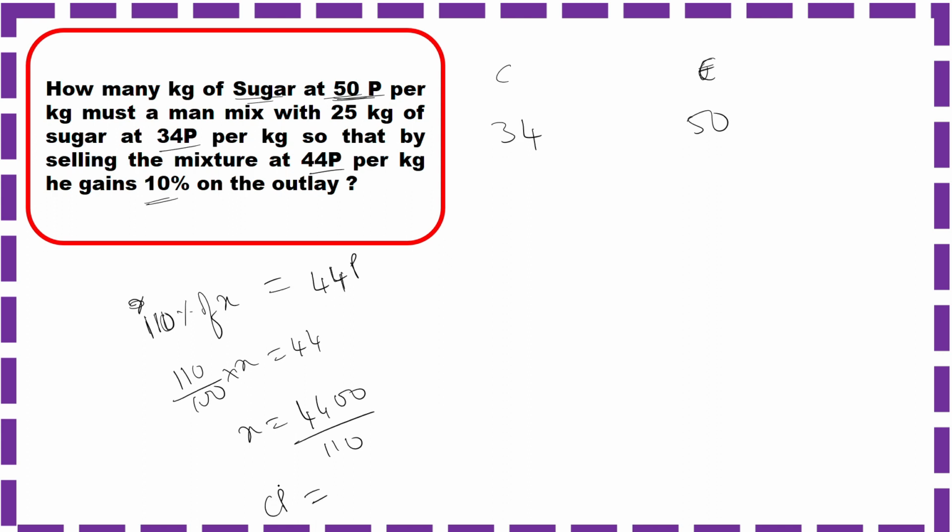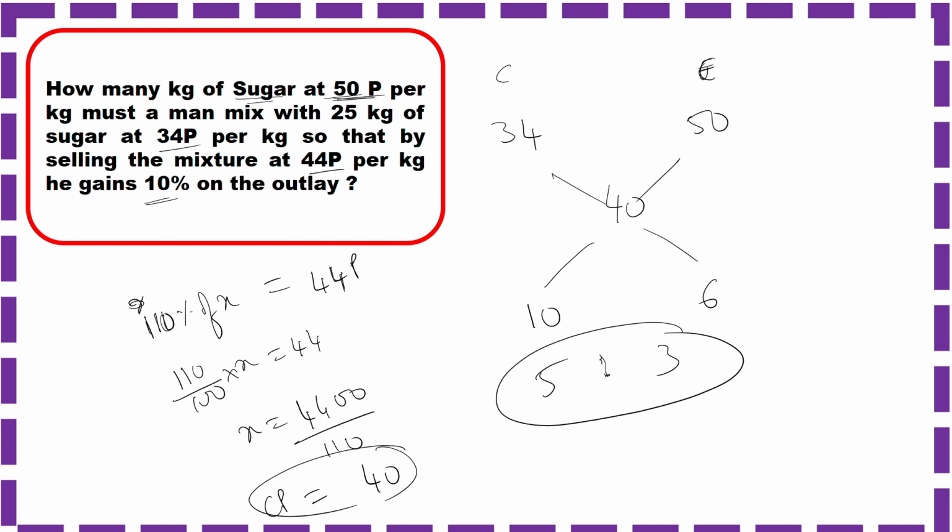So we can take 40 here and do the subtraction. We will get 6 is to 10. So here we will get 10 is to 6, and the ratio would be 5 is to 3. Therefore the sugar of 50 pies per kg to be mixed is, what is the part? 3 by total parts 5 plus 3, which is 8.